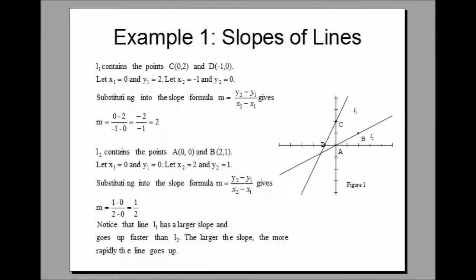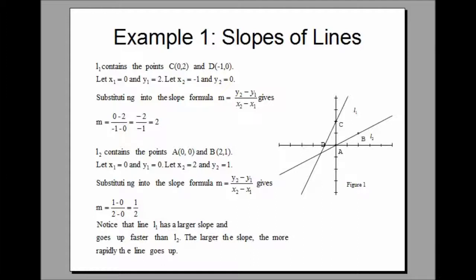In example 1, we're given 2 lines, L sub 1 and L sub 2. L sub 1 contains the points 0, 2, and -1, 0. Substituting into the slope formula gives m equals 0 minus 2 over -1 minus 0, which is -2 over -1, which equals 2. Line L sub 2 contains the points 0, 0, and 2, 1. If we substitute into the slope formula, m equals y sub 2 minus y sub 1 over x sub 2 minus x sub 1, we get 1 minus 0 over 2 minus 0 equals 1/2.